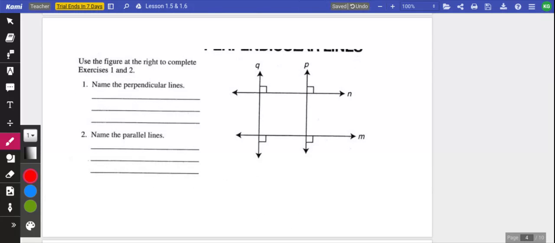Use the figure at the right to complete exercises 1 and 2. Name the perpendicular lines. Well, P and, we'll start with Q actually. Q and N, Q and M, P and N, and P and M. The ones that appear to be parallel: M and N, whoops, and P and Q.